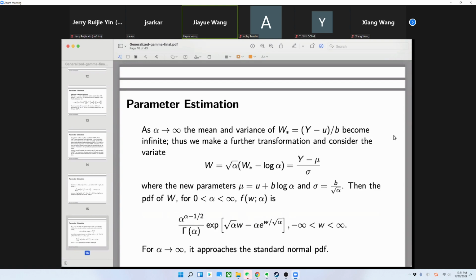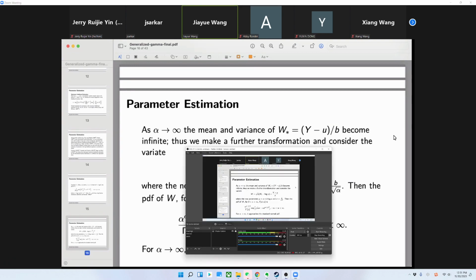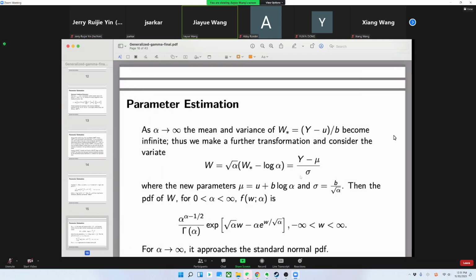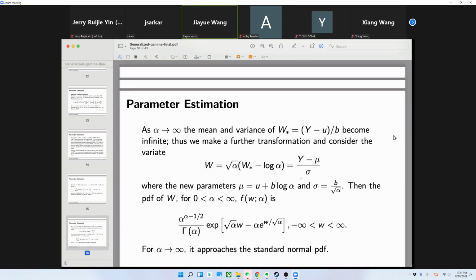When alpha goes to infinity, the mean and the variance of W star become infinite. So we make a further transformation and consider the variable W, which is the square root of alpha times (W star minus log alpha), with the parameters mu and sigma, where mu is U plus B log alpha and sigma is B over square root of alpha. Then we can have the PDF of W as follows. And for alpha going to infinity, it approaches the standard normal PDF.